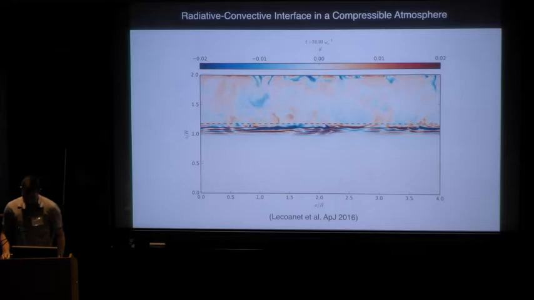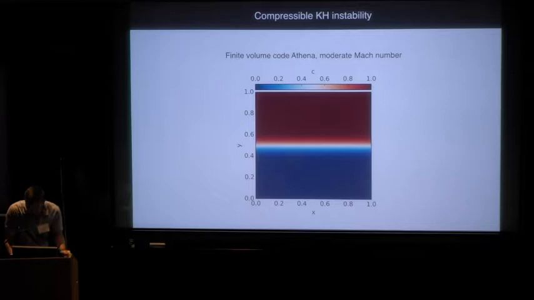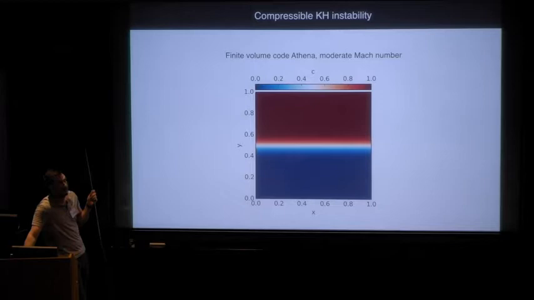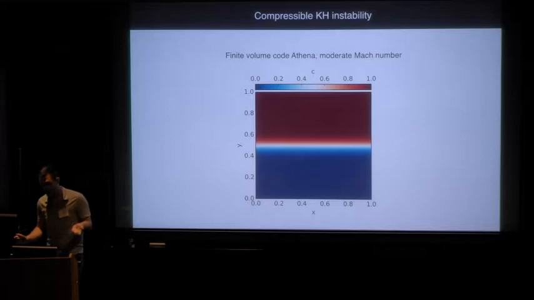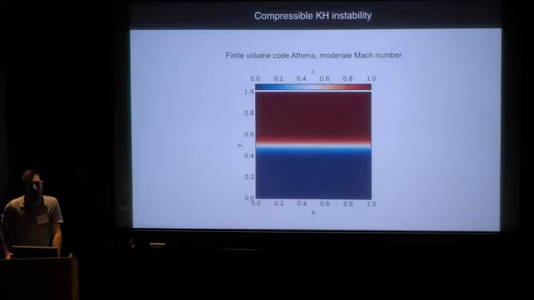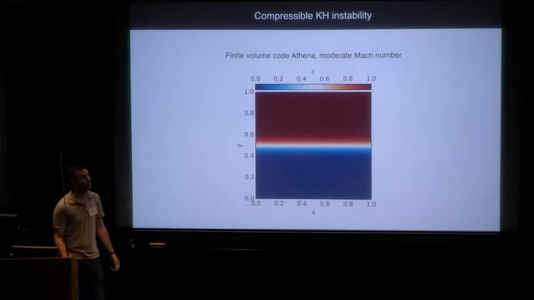Okay, so I think one of my last examples in this section is a simulation of the compressible Kelvin-Helmholtz instability and a comparison with the finite volume code Athena. So you have this trade-off, right? I said these spectral methods are very accurate, but they're also expensive. Per mode, they're much more expensive than a finite volume method. So it remains to be seen for individual problems where that accuracy-performance trade-off actually leaves you.